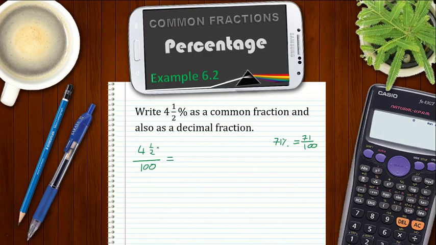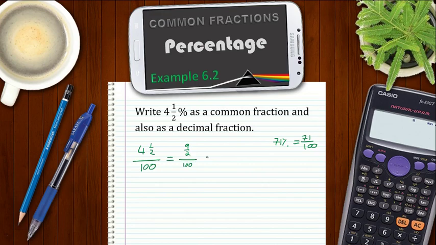Here we have a mixed fraction. So let's first convert it to an improper fraction, and that's the first thing we always do if we want to do calculations with fractions. So 4 times 2 is 8 plus 1. So this is 9 over 2 all over 100.